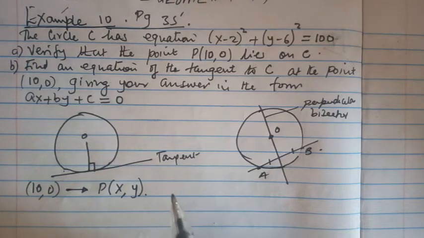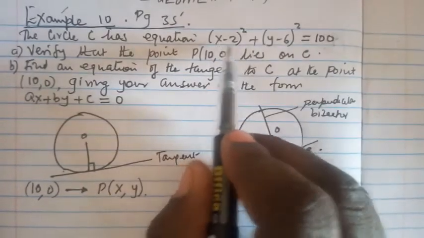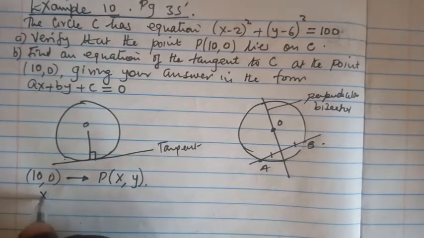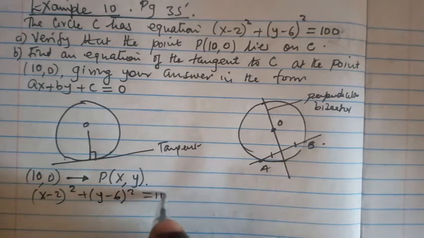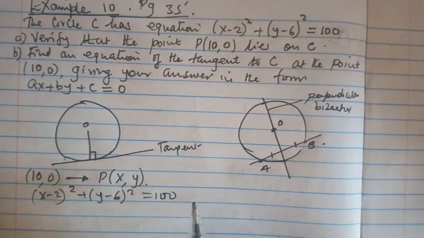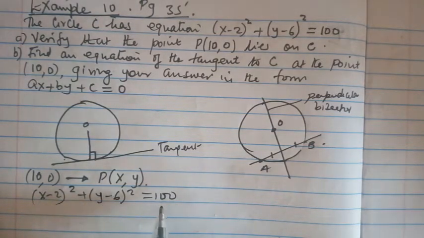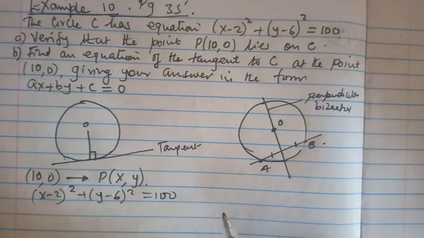If it lies on the circle, it must satisfy the equation of the circle. Since the equation of the circle is (x minus 2) squared plus (y minus 6) squared equals 100, any point on the circumference of the circle will obey this particular equation. If we substitute any value of x and any value of y, and they agree with this equation, then it verifies that the point lies on the circle.